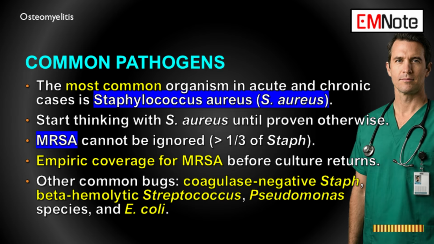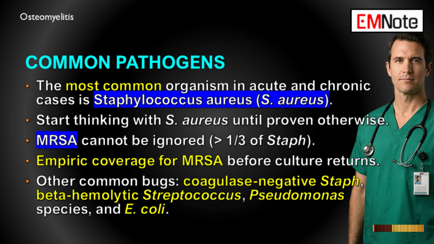So question one, what is the single most common organism we're dealing with here in both adults and kids? That is almost always Staphylococcus aureus. It just dominates in both acute and chronic hematogenous cases. You really have to start your thinking with S. aureus until you're proven otherwise.